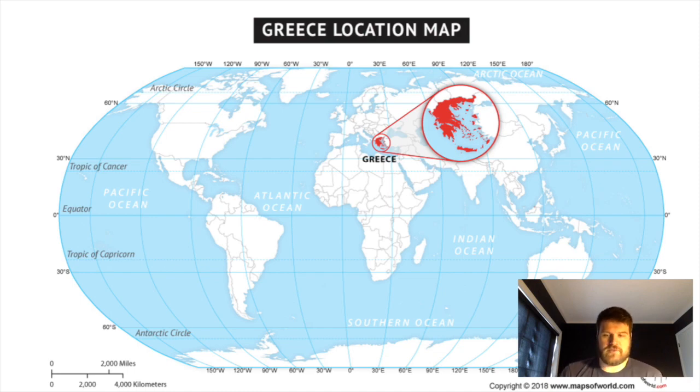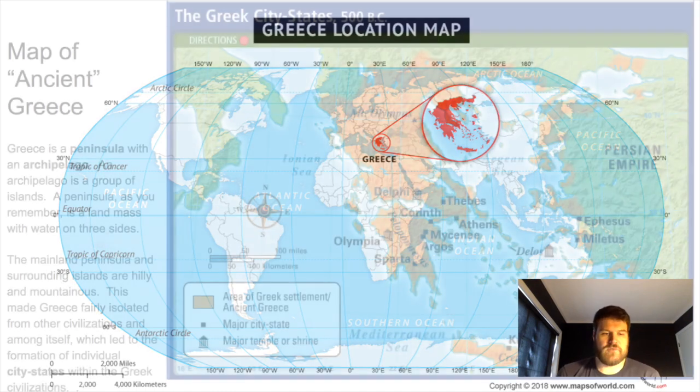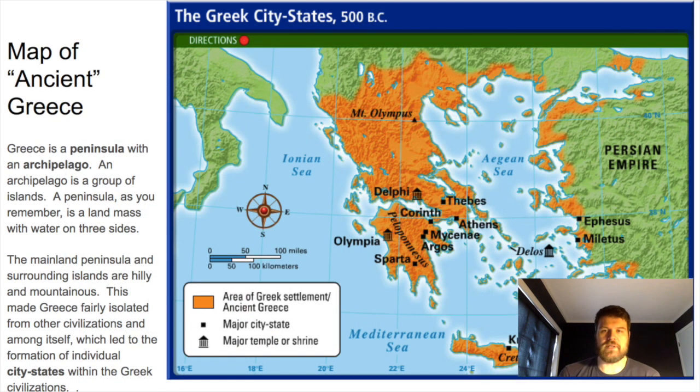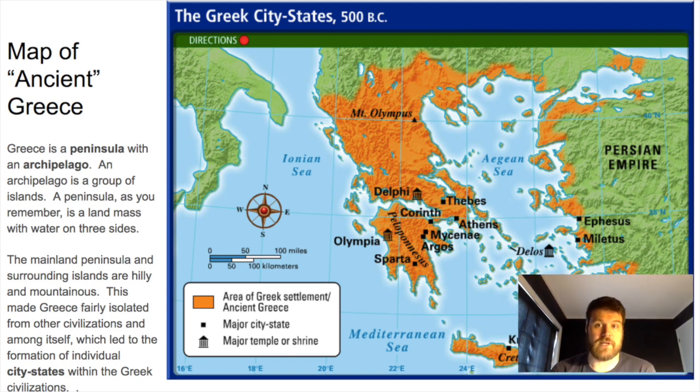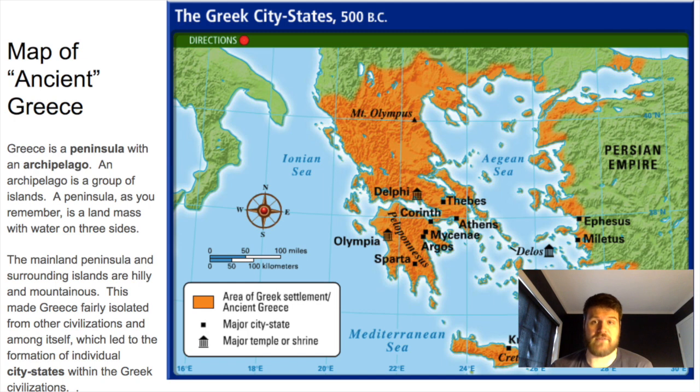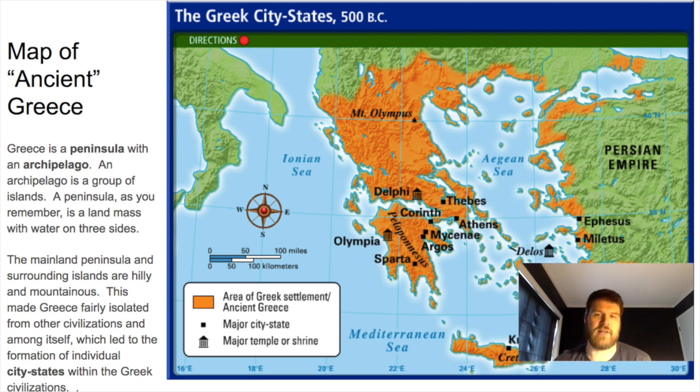So when we zoom in on Greece, geographically speaking, we're looking at what's called a peninsula. We talked about this earlier in the year. A peninsula is a landmass with three bodies of water surrounding it. Greece is also what's known as an archipelago. An archipelago is just a string or chain of islands. So you can see the mainland area itself in orange is a peninsula, and then all the tiny little islands around it also make up Greece.